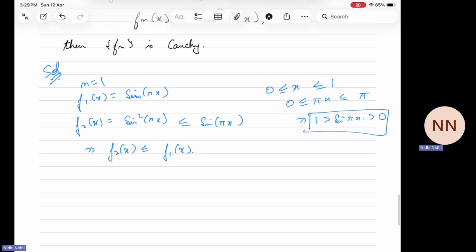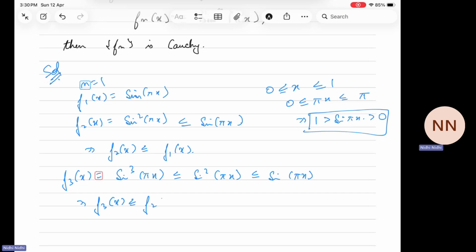f1(x). In fact, f3(x) will be sine cube pi x, that will be less than or equal to sine square, because everything is between 0 and 1. So basically we have this reverse inequality because this turns out to be a decreasing sequence. That means f3(x) is less than or equal to f2(x), less than or equal to f1(x), and so on. This happens for every x in the closed interval 0 to 1.